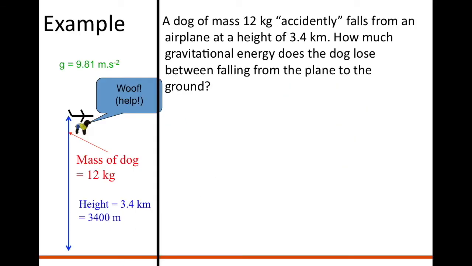Here is an example. A dog of mass 12 kilograms accidentally falls from an airplane at a height of 3.4 kilometers. How much gravitational energy does the dog lose between falling from the plane to the ground? All right. So here's a pictorial representation of our problem. We have the distance here as being the height. So the change in height is 3.4 kilometers, which is 3,400 meters. The mass of the dog is 12 kilograms, and we know that gravity is 9.81 meters per second squared.